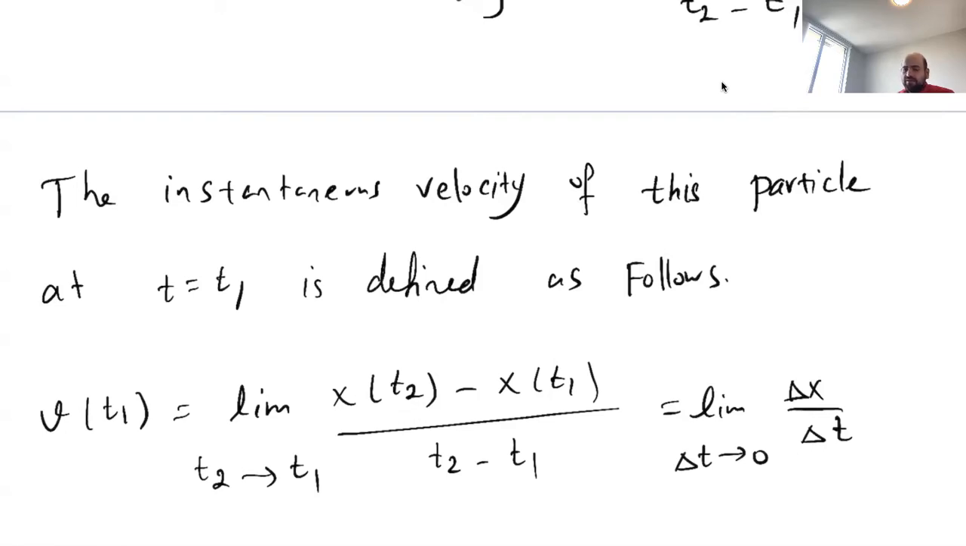If you want a better estimation, you can consider the average velocity between 12 and 30 seconds after 12, or an even better estimation, 12 and 1 second after 12. So if you consider the average velocity between 12 p.m. and 1 second after 12 p.m., that's a good estimation for the instantaneous velocity at 12 p.m. If you want an even better estimation, you can consider between 12 p.m. and 1 millisecond after 12 p.m., and so on. So this is the velocity of the particle at t equals t1. This is how we define it.